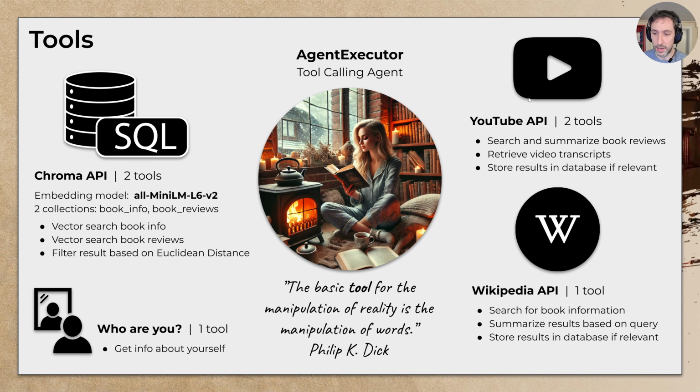Same with the Wikipedia API. So I have one tool that is searching Wikipedia for book information, summarizing the result based on the query using the submodules, and if matching, if related, she can store the result in the database if relevant.